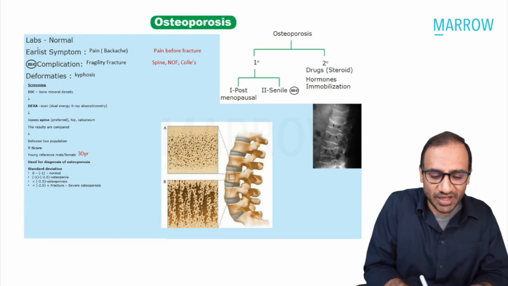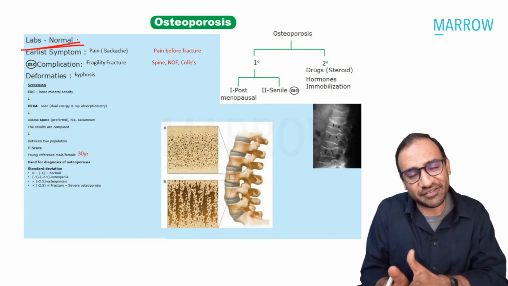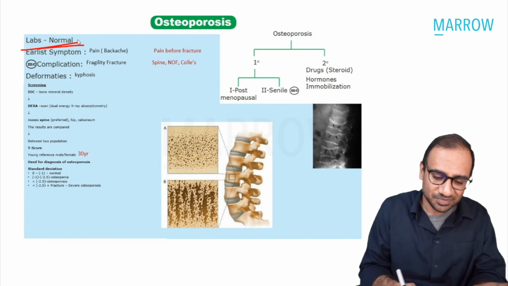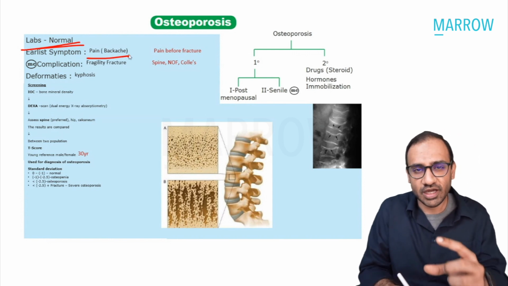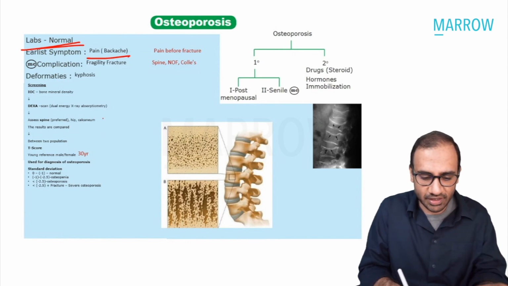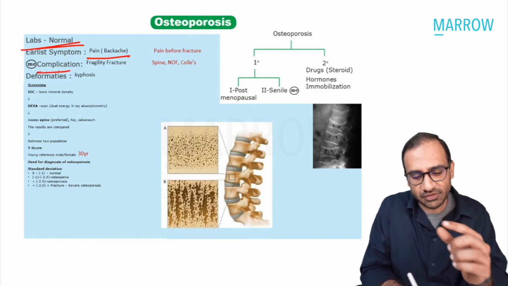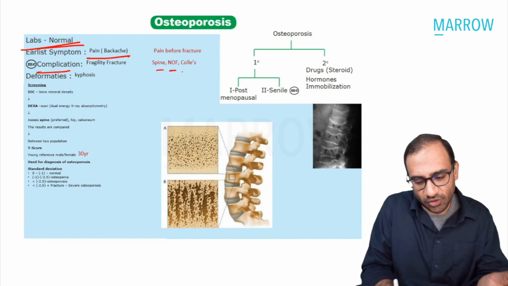So quick review: labs are usually normal because it's a quantitative defect and not a qualitative defect. Earliest symptom would be pain, particularly in the lower back, because whenever the bone becomes weak before fracturing, it causes pain. Most common complications are vertebral compression fractures, followed by a hip fracture, then followed by a Colles fracture.